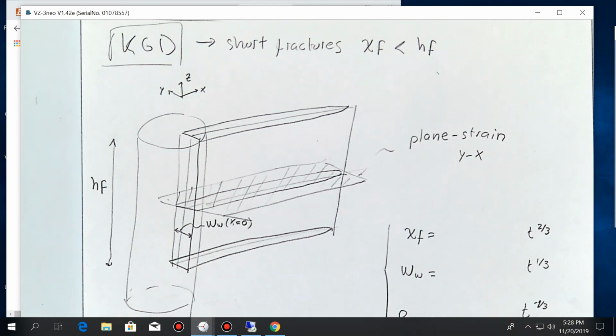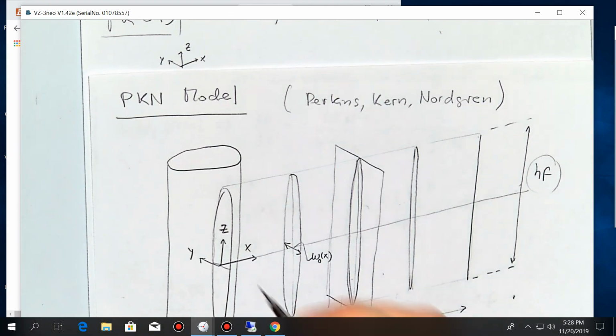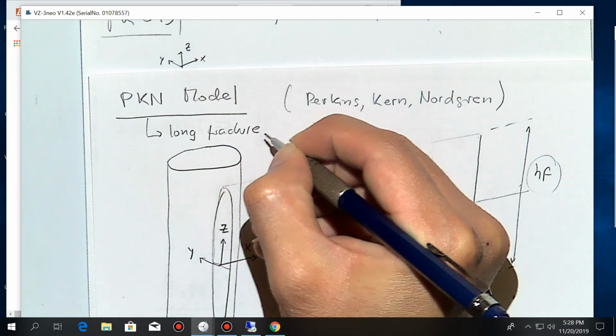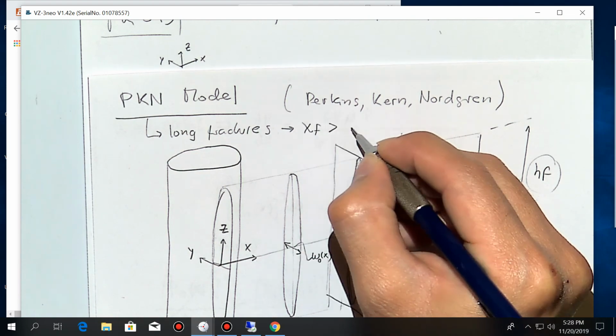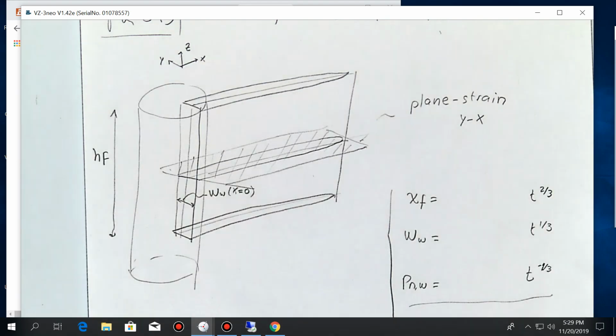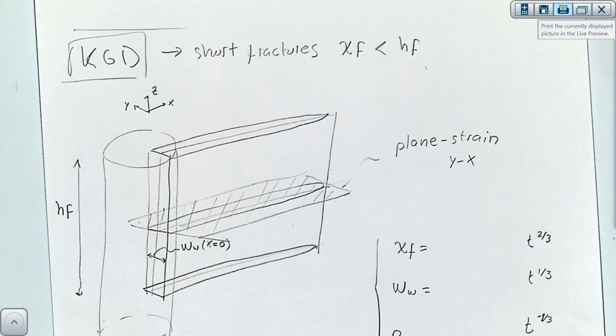And a long fracture, a PKN, like a PKM model, is used to model long fractures, which would be a fracture in which the fracture half length is larger than the height. So usually this KGD model would apply better to model fractures, for example, for a leak-off test. But if you are doing completion with long fractures, the PKM model is going to work better for that.